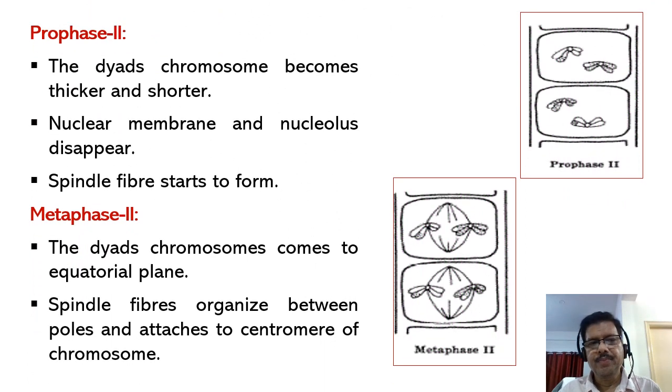Prophase II. Here, the dyad chromosomes become thicker and shorter. The nuclear membrane and nucleolus disappear. The spindle fiber starts to form. In case of metaphase II, the dyad chromosomes come to the equatorial plane. The spindle fibers organize between the poles and attach to the centromere of the chromosomes.